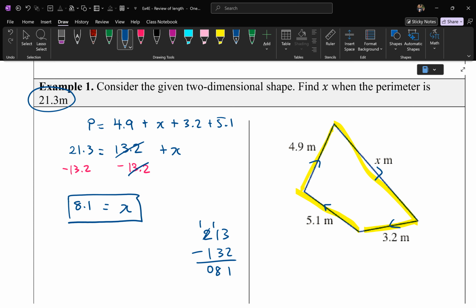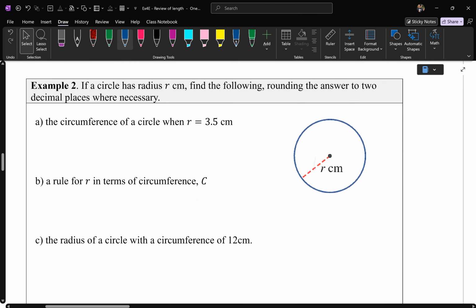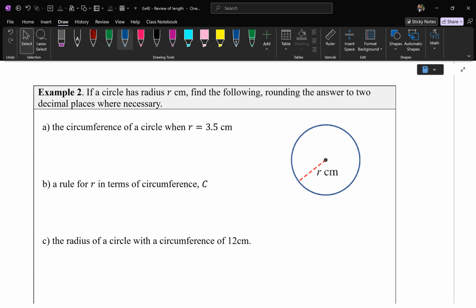So far, so good? All right. Next example. Flip over to the next page. All right, now we're going to do some circles. If a circle has radius r centimeters, find the following, rounding the answer to 2 decimal places where necessary. The circumference of a circle when r is 3.5. What would you do here? Can I please have, let's go with Mira. Example 2, you got a circle? They tell you when radius is 3.5. How do I find the circumference? What would you do?